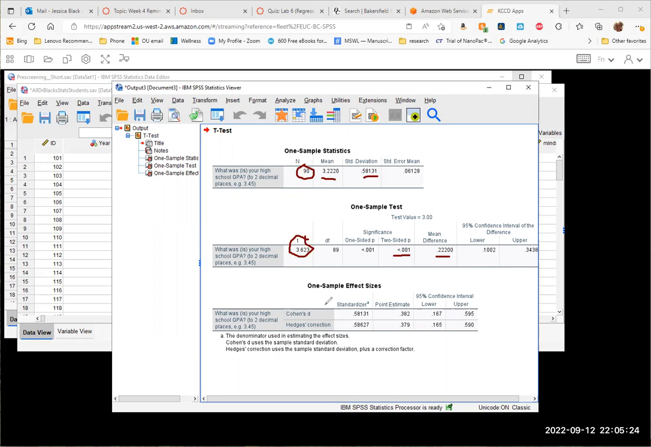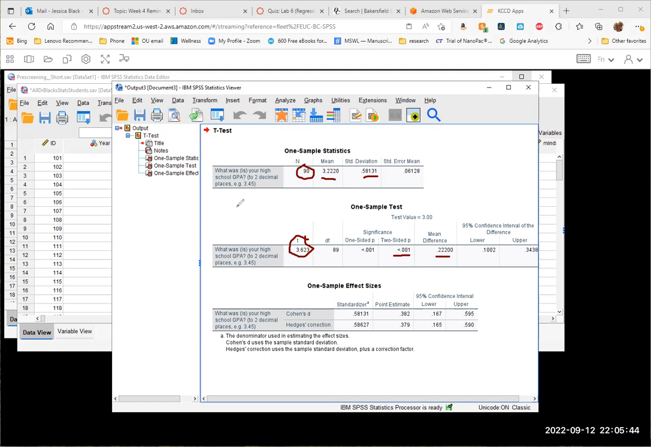So the way we would write this, we'd look at this and we can say that these BC students in these classes had a higher high school GPA than the national average. BC students did better in high school. That will be plain English.